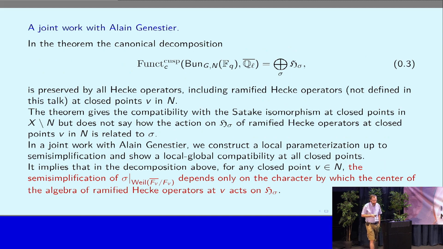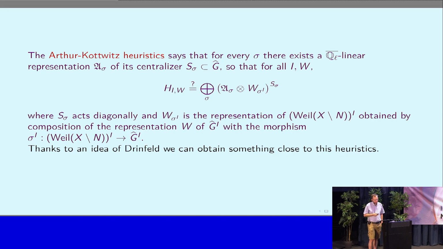And in joint work with Genestier, we see what happens at the ramified places. So at the ramified places, we have an action of the ramified Hecke algebra. And what we can say is that the character by which the center of the algebra of ramified Hecke operators acts on H sigma depends only on the restriction of sigma to the local Weil group, even the semi-simplification of this restriction. So this is related to Fargues-Scholze, who do it on a number field and more. So there is an Arthur-Kottwitz heuristics for the multiplicities.